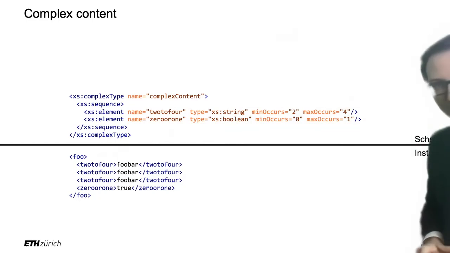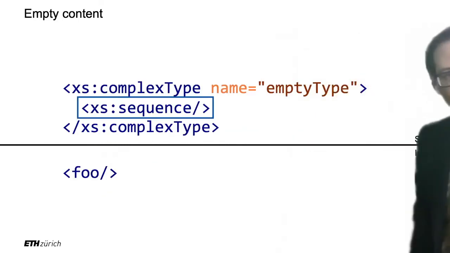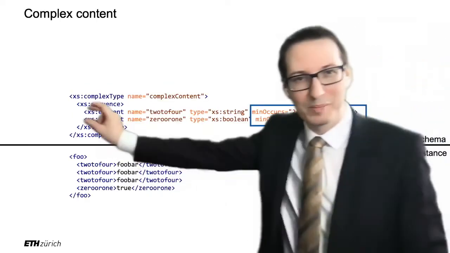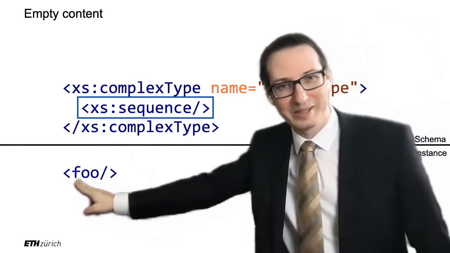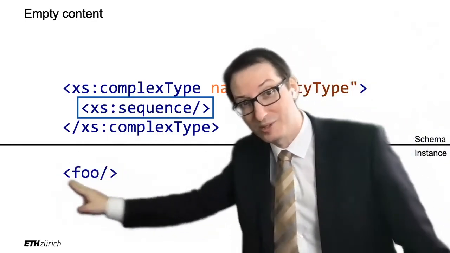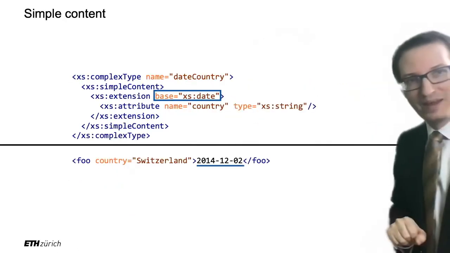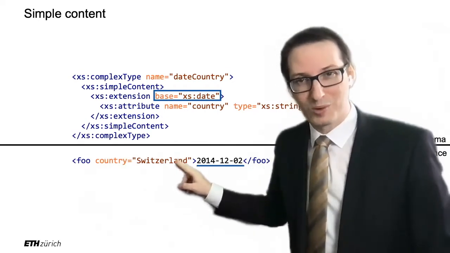So this is how you can do complex content. Empty content is easy. It's the same thing, but you just don't put anything in there. So it's a sequence with nothing inside, and that gives you the empty element. Remember, when the slash is at the end, it's an empty element. Then we have simple content, but I can still have an attribute. So how do I do that?